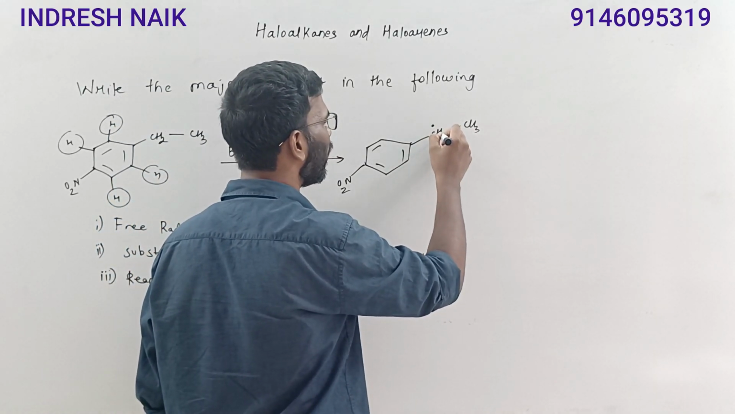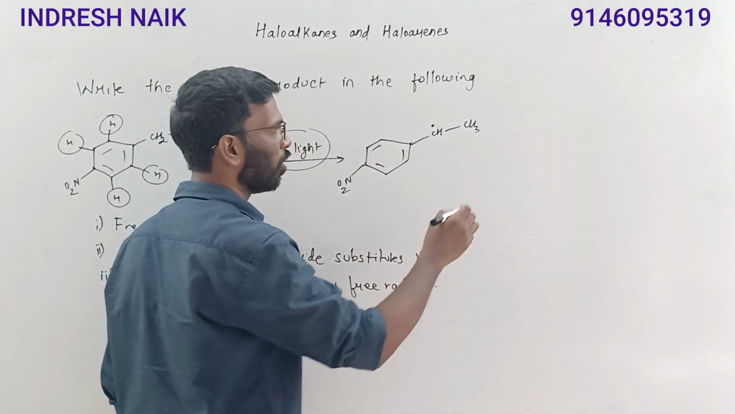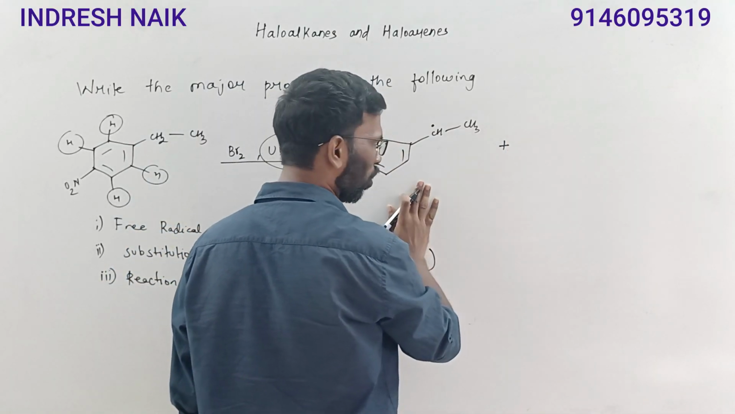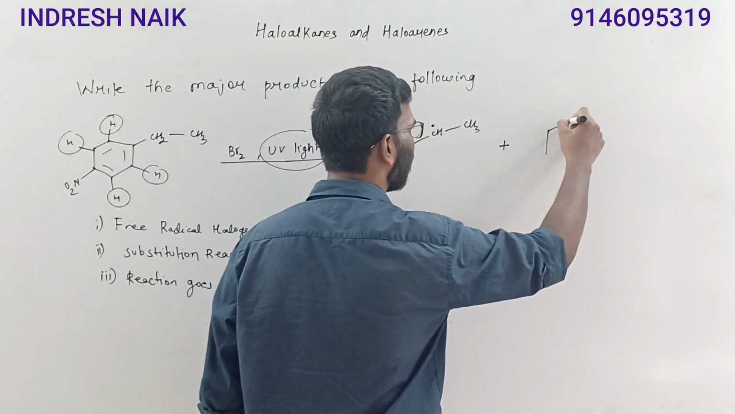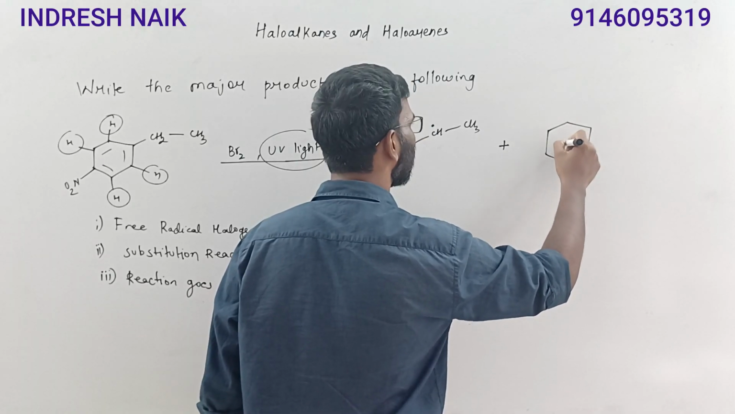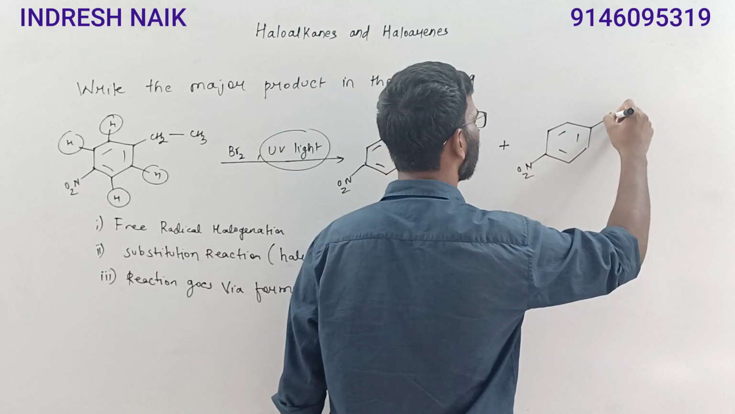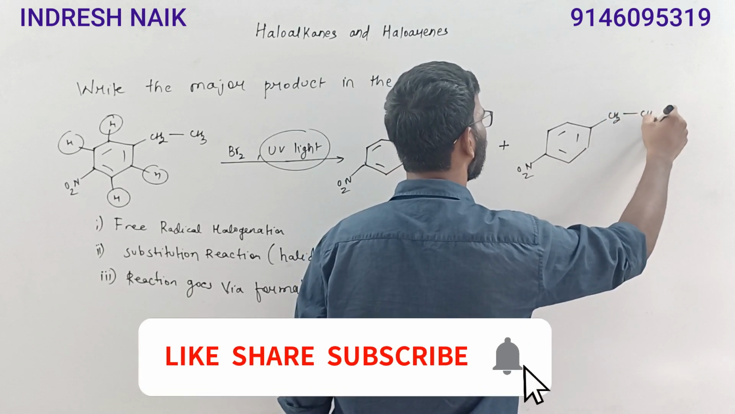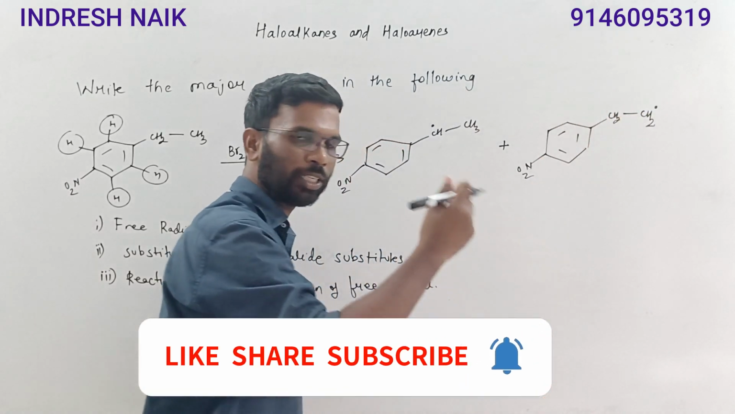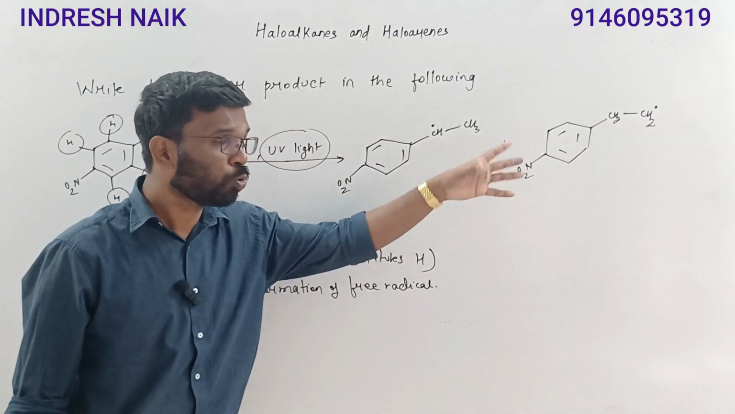I can have one free radical, I am removing one hydrogen, I am putting a free radical over here, and the other possibility, these are not final products, intermediates I am writing, the other possibility is this, CH2 free radical. So instead of CH3, CH2 free radical. Now these are the two possibilities.